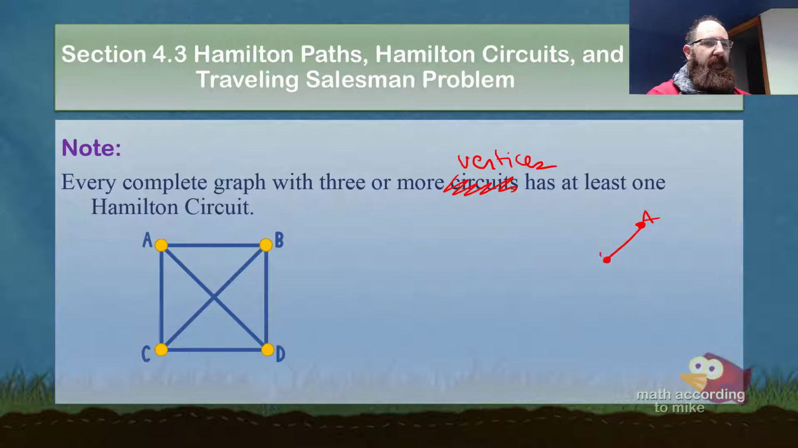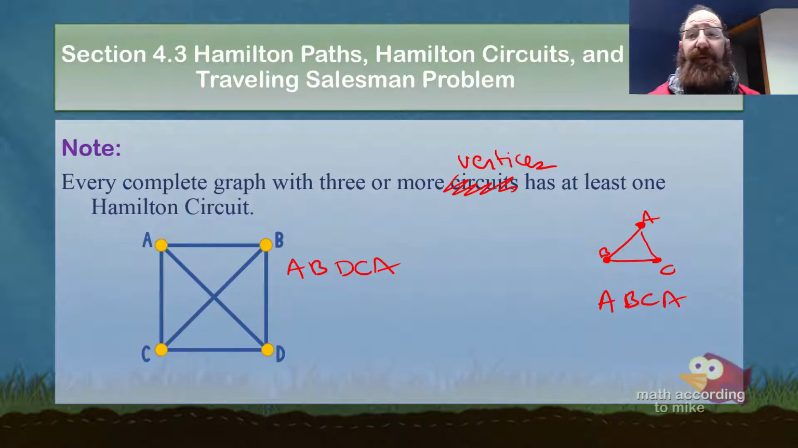A, B, C. So notice a complete Hamilton circuit here would have been A, B, C, A. Over here we could have had A, B, D, C, A, for example. There's a whole bunch of these. But that's the rule. You need at least 3 or more vertices to have at least one Hamilton circuit.